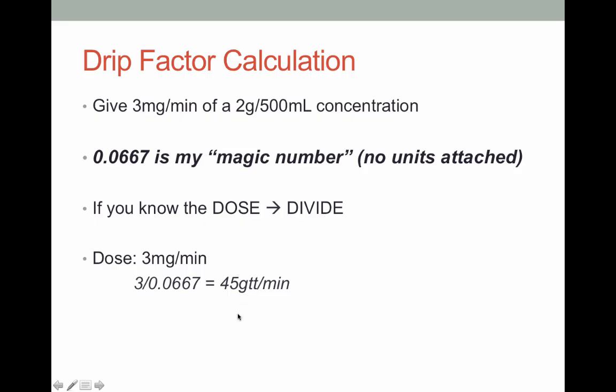The number you get out of that division is always going to be your infusion rate, always going to be drops per minute. And you'll notice that that 45 drops per minute is the exact same number that we got from our original infusion rate calculation that we did earlier.